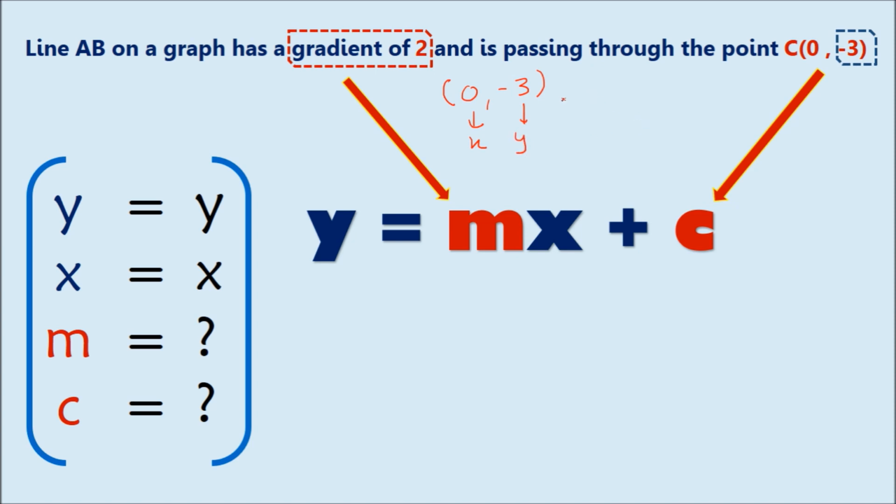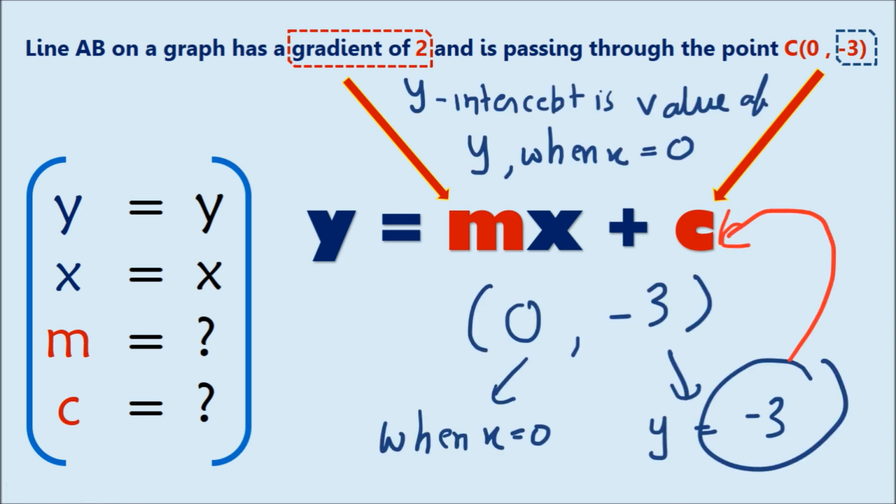Now y-intercept is the value of y when x is equal to 0. So in this coordinate, when x is 0, y is minus 3. So that's why the y-intercept will be minus 3.